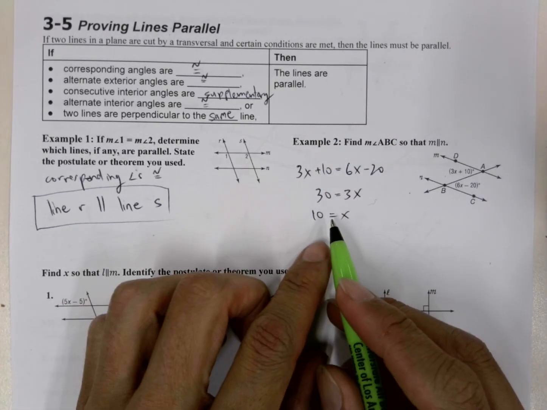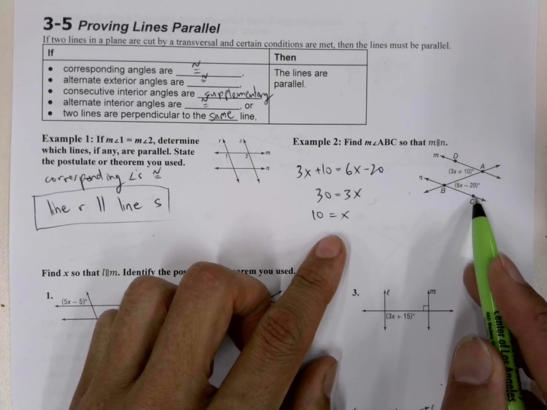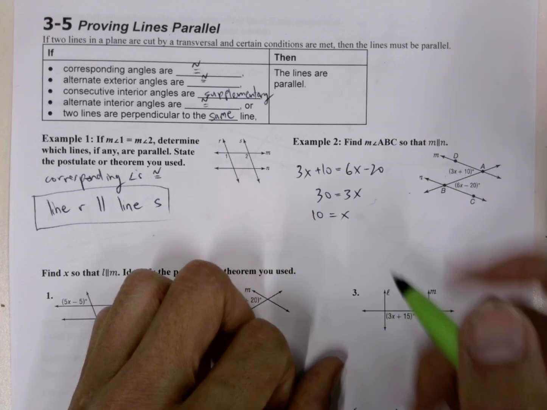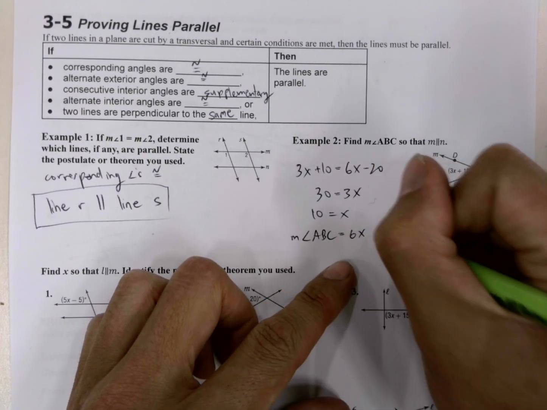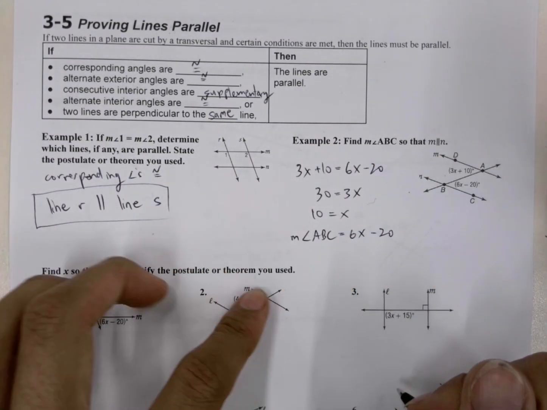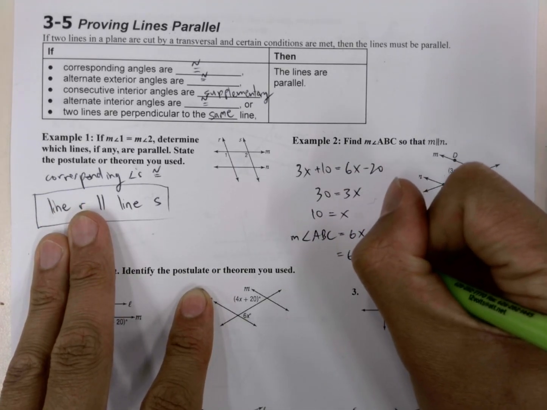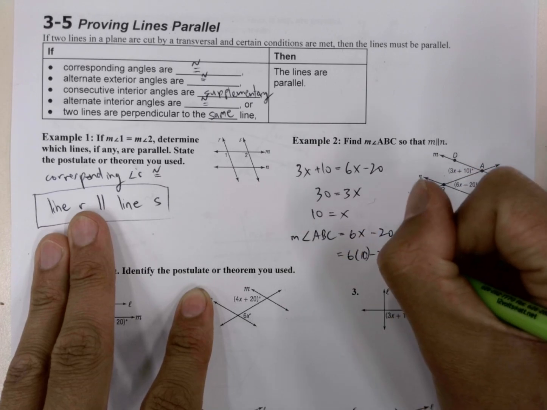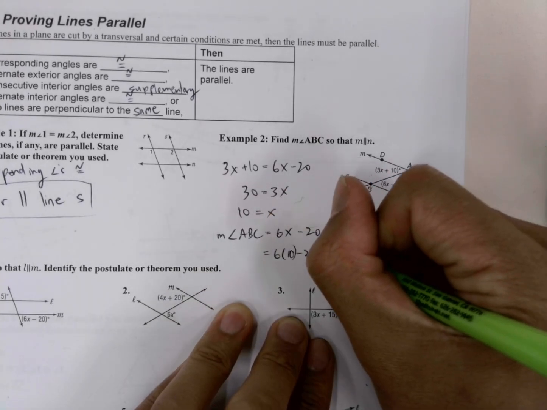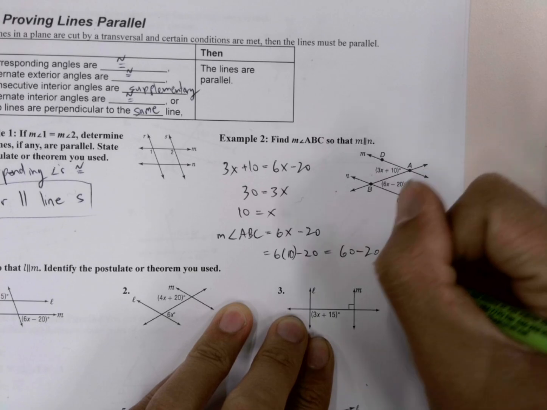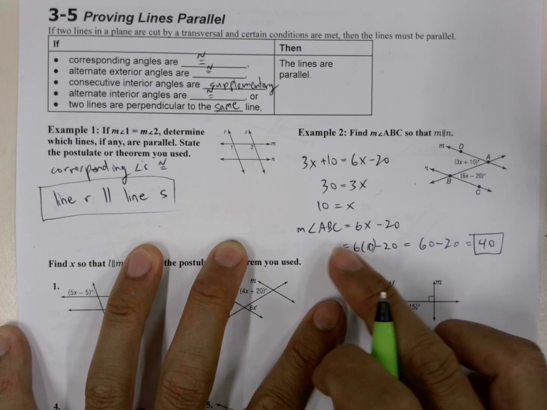Alright, but we're not asked to find the value of x, we're asked to find the measure of angle ABC. So we need to plug that x value back into this expression. So it's measure angle ABC is equal to 6x minus 20, like so. And then we're going to plug in the 10 for the x, right? So we get 6 times 10 minus 20, like so. Right. So if I work out the math, I'll get it's equal to 60 minus 20, which is equal to 40. So that's the measure of angle ABC.